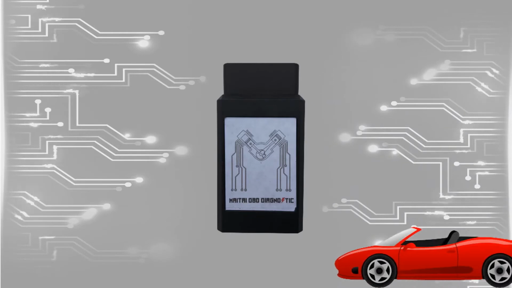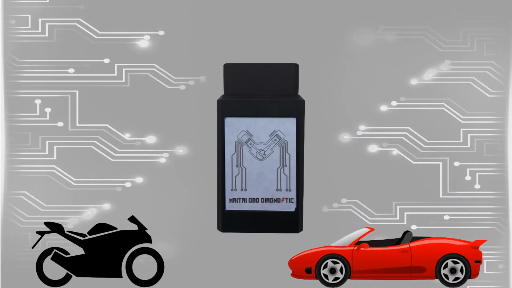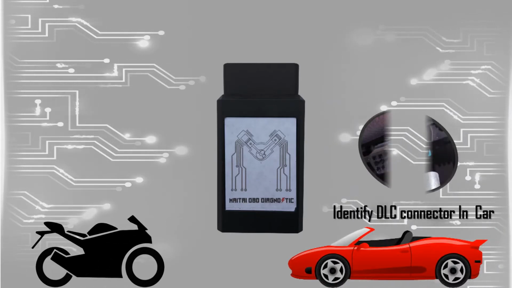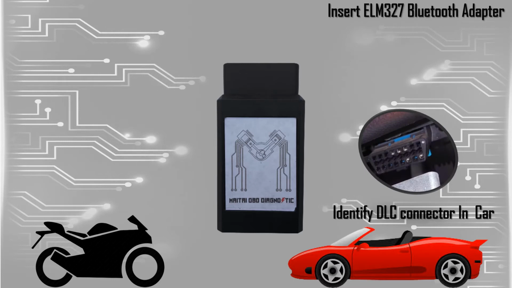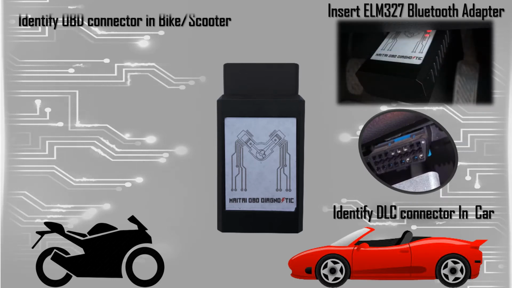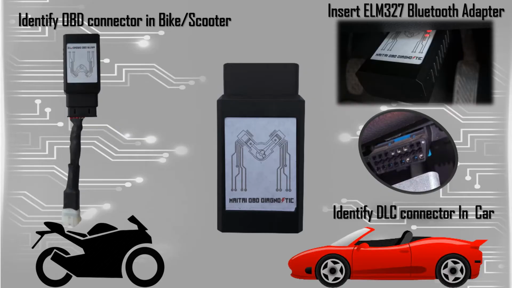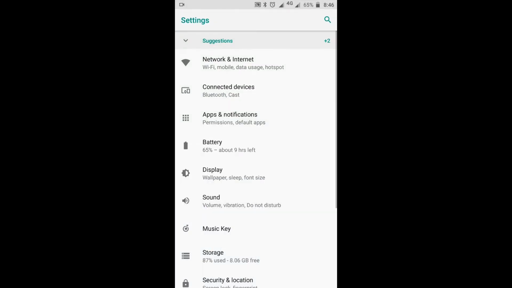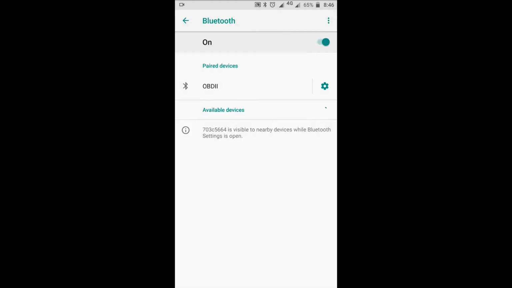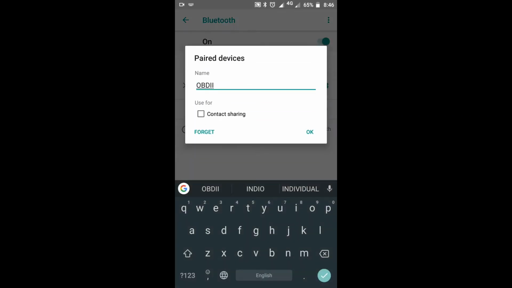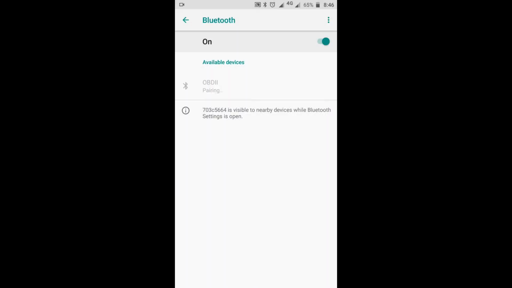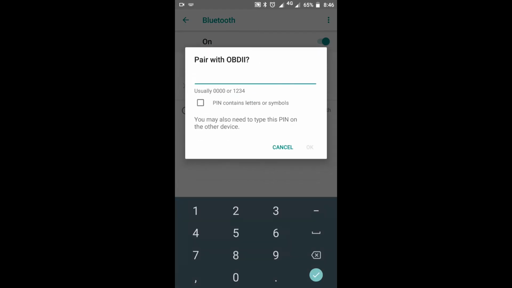Now connect your Bluetooth diagnosis adapter to your vehicle. In a 4-wheeler it is a 16-pin DLC under the dashboard, and in a 2-wheeler it is a 6-pin DLC. Open the Bluetooth settings on your mobile, click on Bluetooth and pair the Bluetooth adapter. Pairing requires a password. Normally it is 0000 or 1234. Pair your Bluetooth adapter.